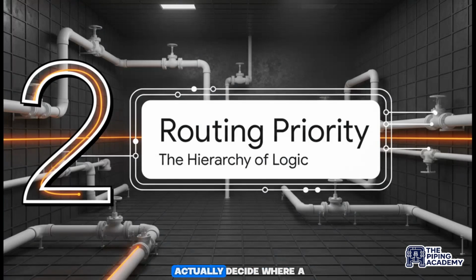So how do you actually decide where a pipe should go when you have all these constraints? Well, you follow a strict hierarchy of priorities. This isn't optional. When you're stuck on a routing problem, you come back to this order. This is the core logic of our entire profession.